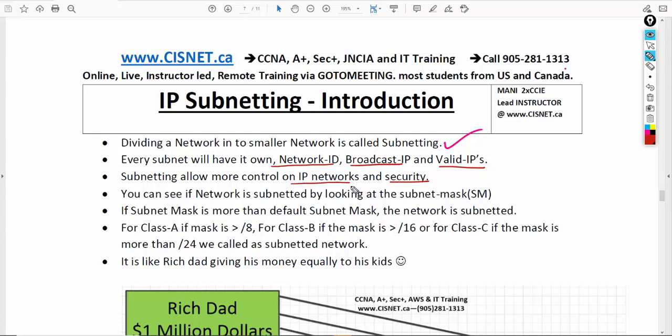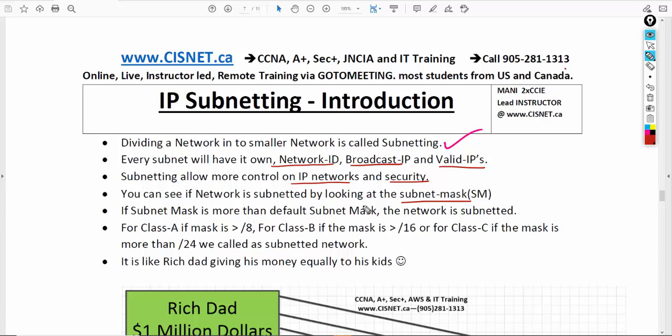Also, how do you know if an IP address is subnetted? You have to look at the subnet mask to see if the IP address is subnetted. If they are giving only the IP address without the subnet mask, it is very difficult to see if it is subnetted or not. So by definition, if the subnet mask is more than the default subnet mask, we call the network a subnetted network.